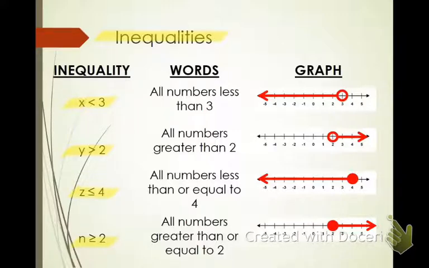With these, the actual symbol is going to affect what kind of a dot we have. If it's an open dot, it's just less than or greater than. If it's closed, it means it has that equal to bar. If it's going left, it means less than. If it's going right, it means greater than. So that symbol tells us how we're going to graph.